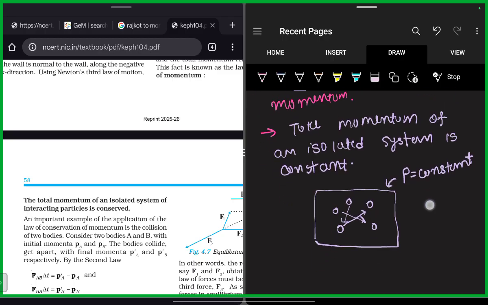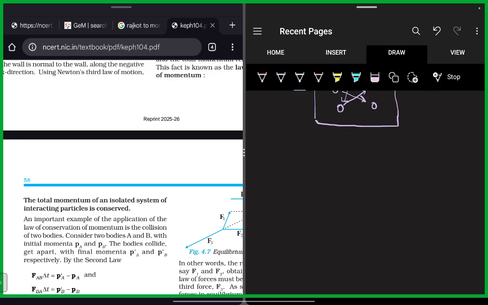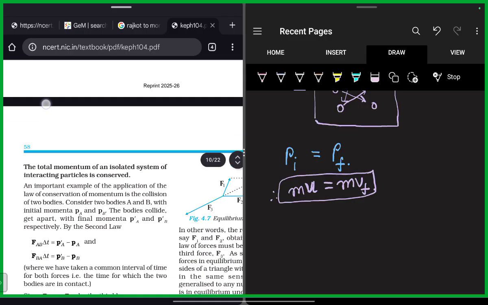So here what you need to understand is that initial momentum of the system is equal to final momentum of the system. This is what this law is all about. That means mu is equal to mv f. This is the important formula.